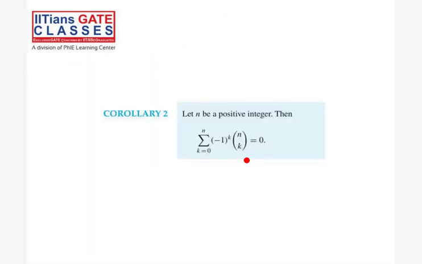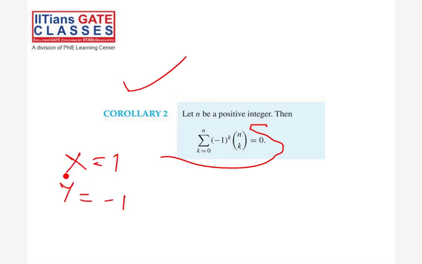Now again, you can easily solve this. I leave it up to you how you can solve it. You can easily prove it, so you should try to prove it. I am giving a hint. If you want to prove it, then in the binomial theorem you can put x equal to 1 and y equal to -1.